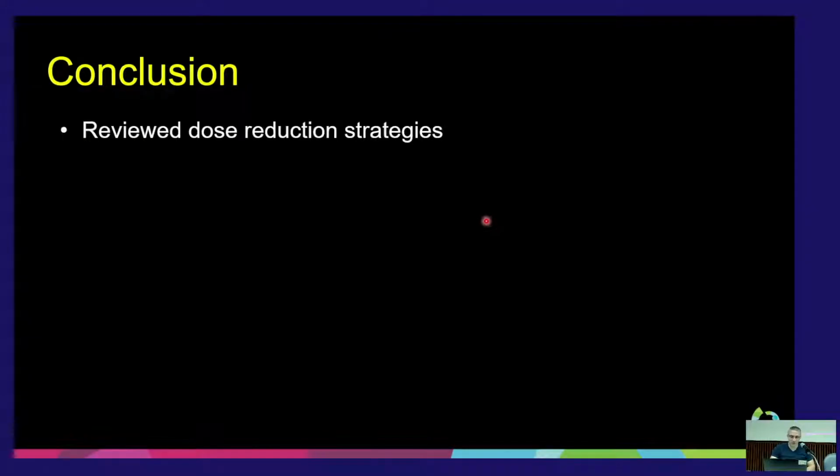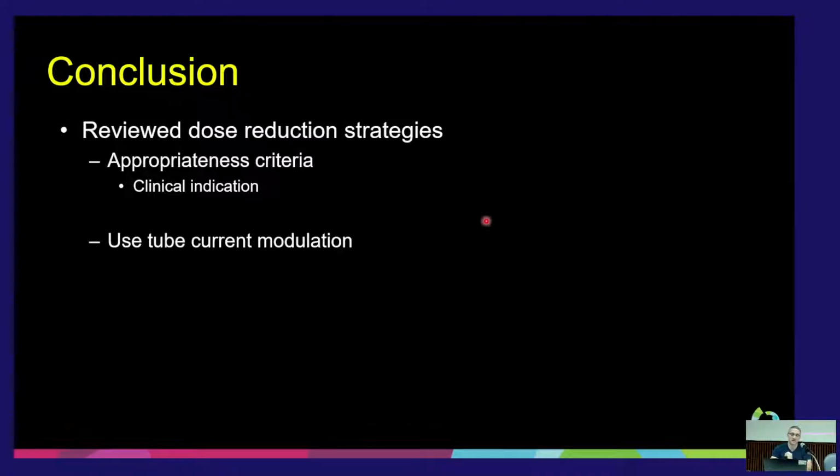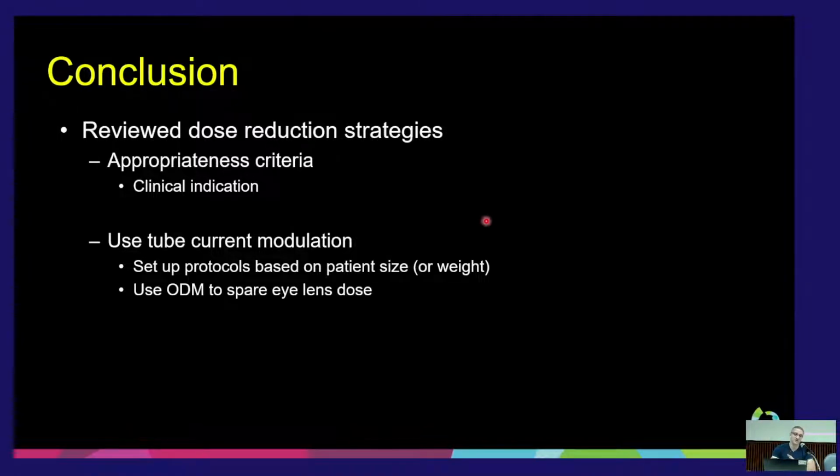All right, so quickly, conclusion. We reviewed dose reduction strategies, and I am of the opinion that only imaging when it's necessary, or using appropriateness criteria, is the best number one optimization tool. The second would be tube current modulation. Make sure you set it up properly using proper size-based or weight-based protocols. Make sure your patient's centered properly. I like to use organ dose modulation.